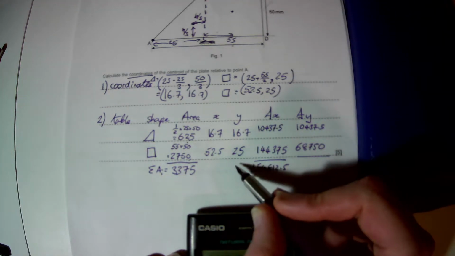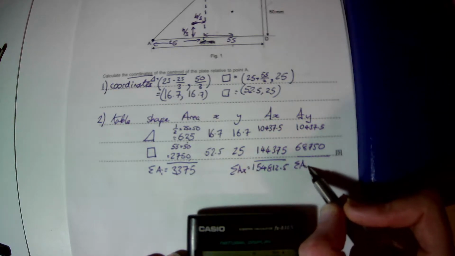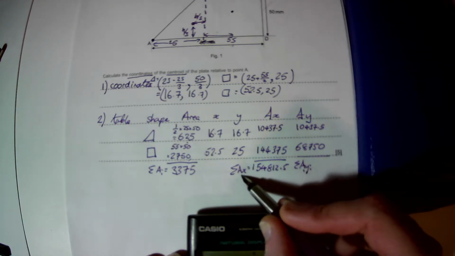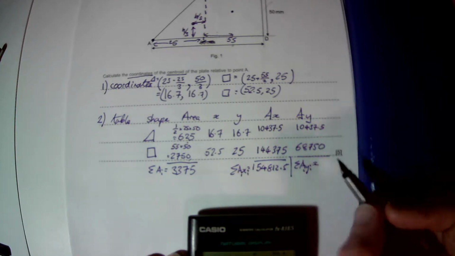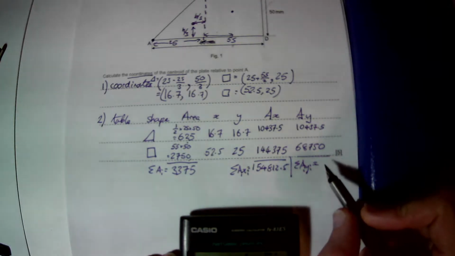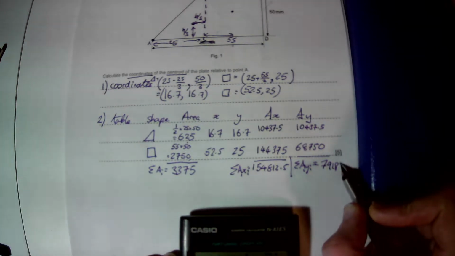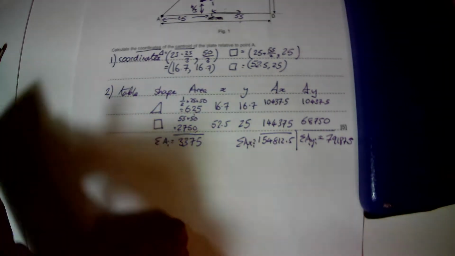We just want to know what our total is. So we want the total here, which is that same number plus 68750. Comes out as something like 79187.5. Then our last step is we find our x centroid.